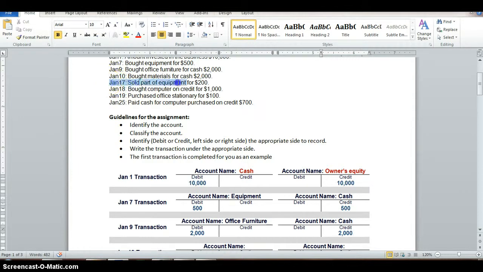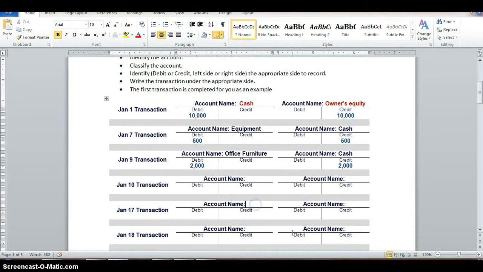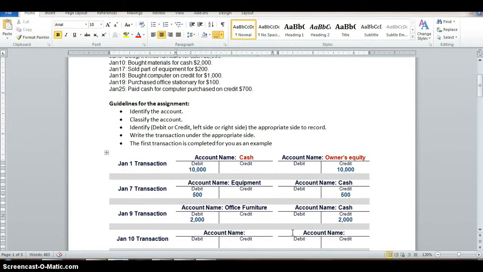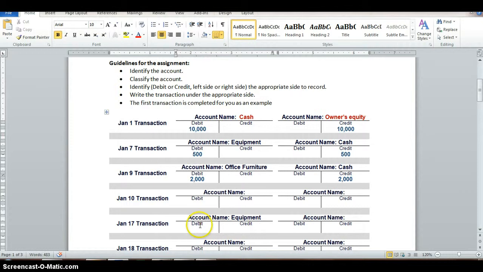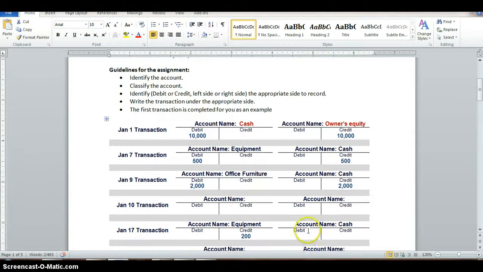Let's look at something that's going to affect our accounts a little differently. So on January 17th, we sold part of our equipment for $200. Okay, so we sold it, and then we got $200 for it. So let's go down here to January 17th. We're selling our equipment, right? You just double check. Sold equipment, yep. So since equipment increases on the debit and decreases on the credit, we're going to put a decrease of $200 here. And then we got it, assuming we got paid cash for it because it doesn't say anything about credit or on account. So then that would increase our cash side $200.